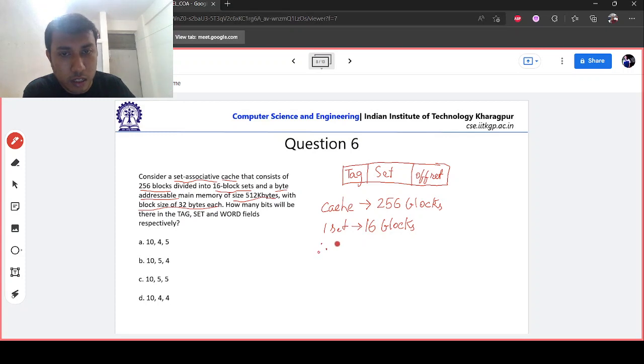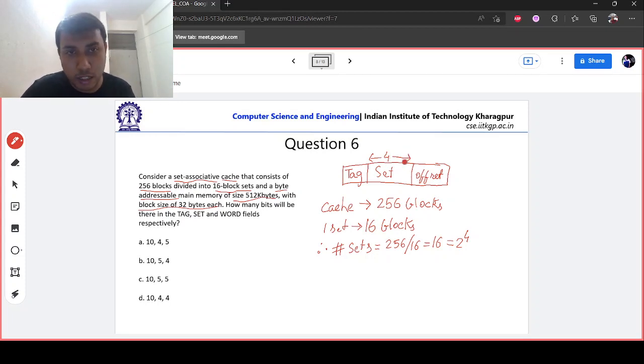Therefore, the number of sets is 256 divided by 16, that is 2 to the power 4. To identify each set we require 4 bits. So the set field is 4 bits wide.